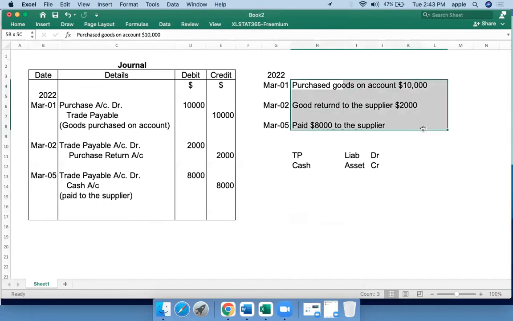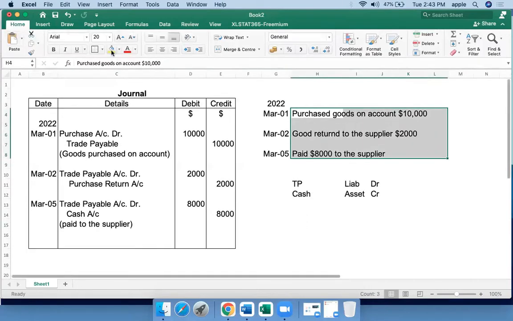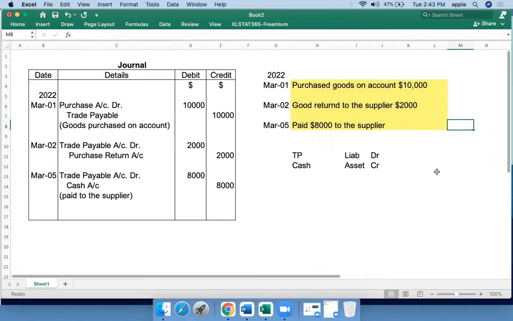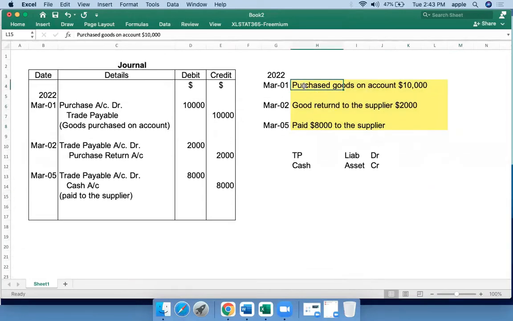All three transactions are interrelated. They are not isolated ones. First I bought goods 10,000, then I returned goods 2,000. So of course I have to pay only 8,000, and that 8,000 I am paying to that supplier. Now let me give three transactions.